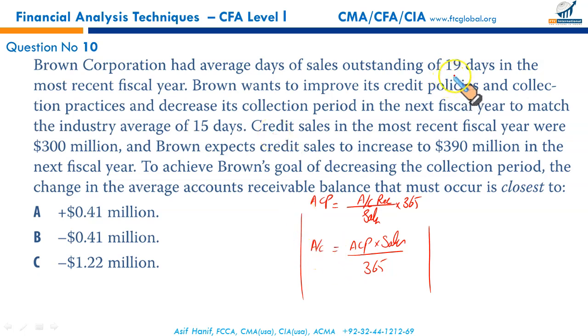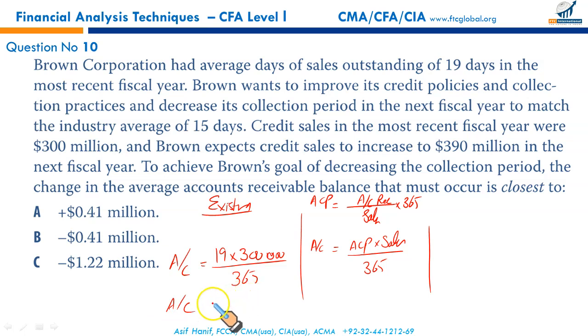Now, let us apply it to the present case. What is the existing situation right now? We have 19 days of collection period. Our current sale is 300 million, divided by 365. This will give us our average account receivables: 19 multiplied by 300 million upon 365. You will get your average account receivable balance, and it has to be 15.62 million.